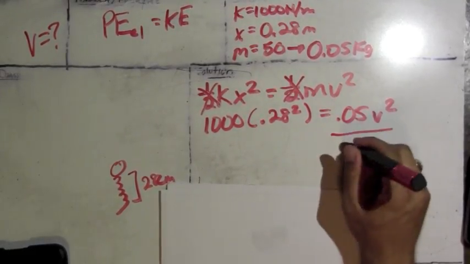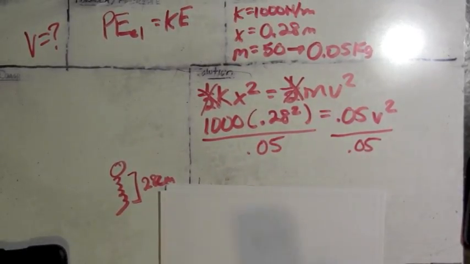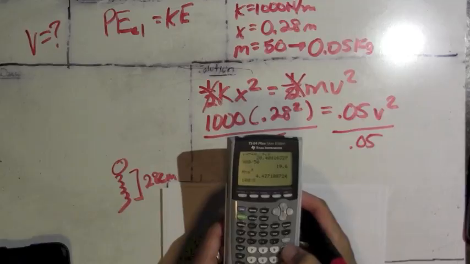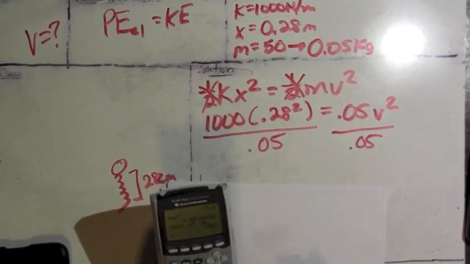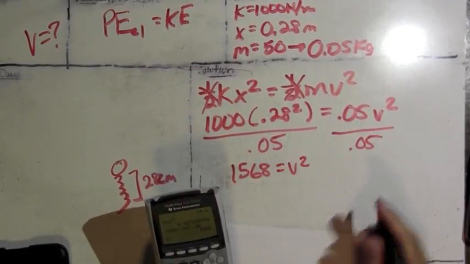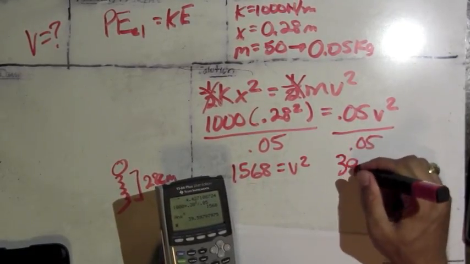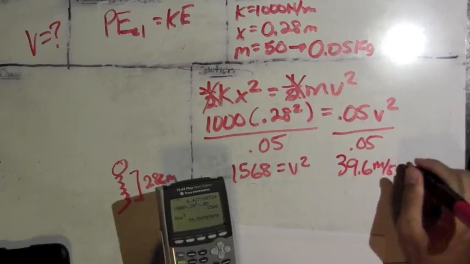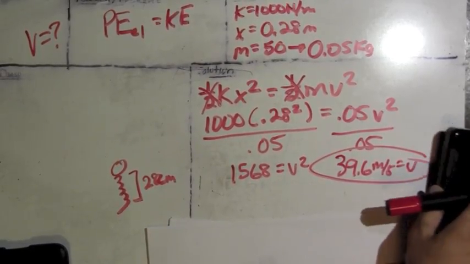So now, we divide both sides by 0.05. And when we do that, we get 1,000 times 0.28 squared divided by 0.05, and we get 1568 equals v squared. We take the square root of both sides, and we get 39.6 meters per second as my velocity. So, if you were to compress a marble on a spring, it would come out pretty fast, in excess of 100 miles per hour at 40 meters per second.